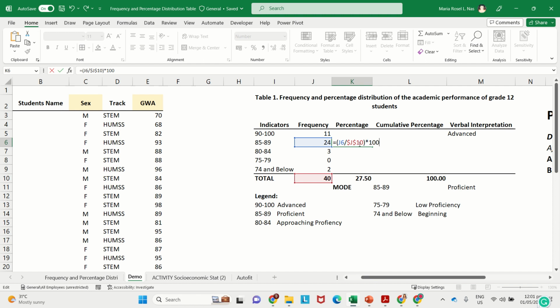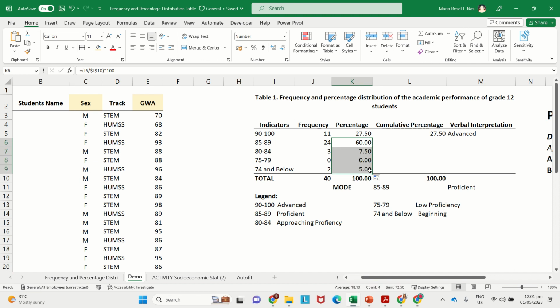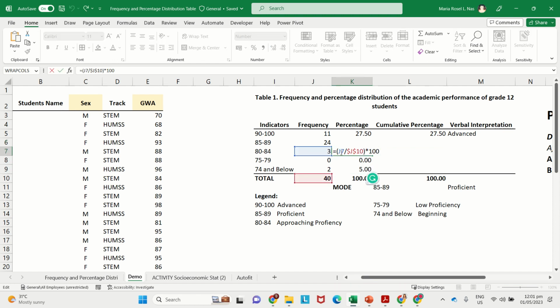So by adding the $ sign, if we copy, for example, this one to the remaining cells, you will see here that the J7 is moving, but the J10 is not moving.